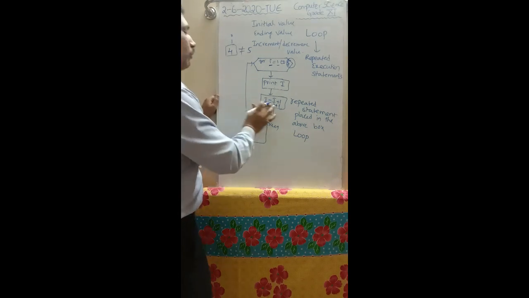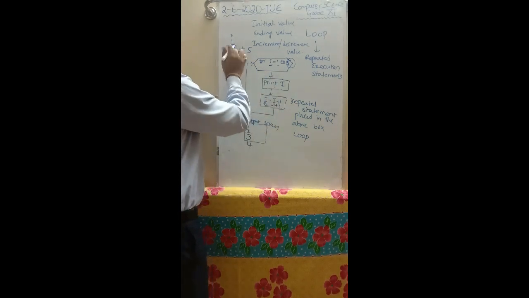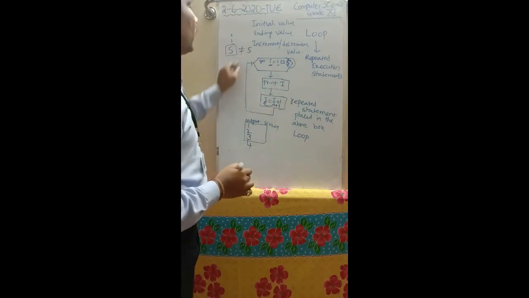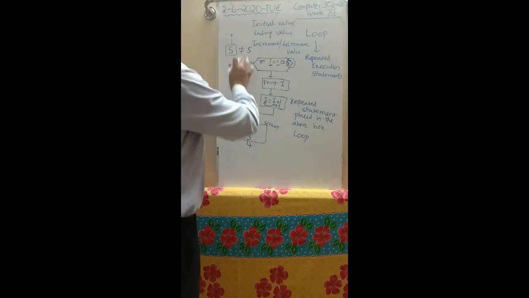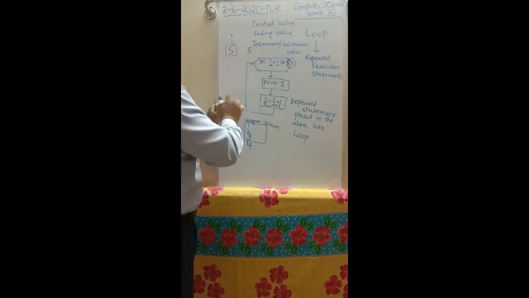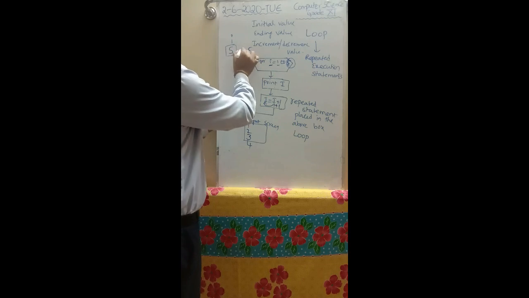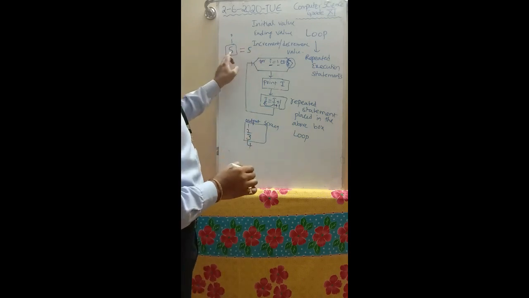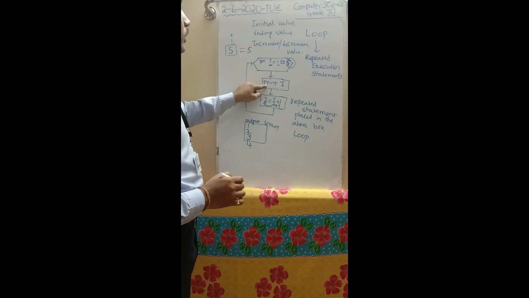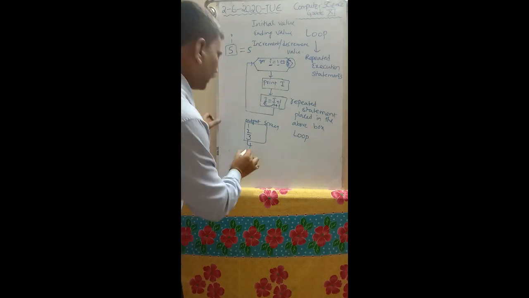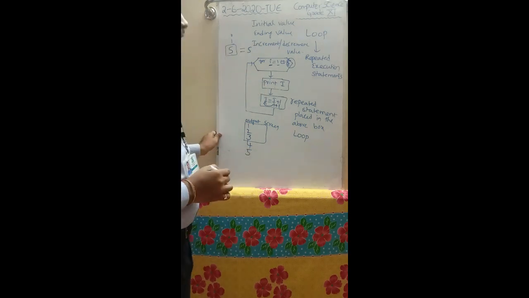I value is already 4. I plus 1, 5. Okay. Then again it comes to this place. Here it checks the I value with 5. Both are equal. That's why, in this case, it comes to this place, so print I. It prints I value 5 here.